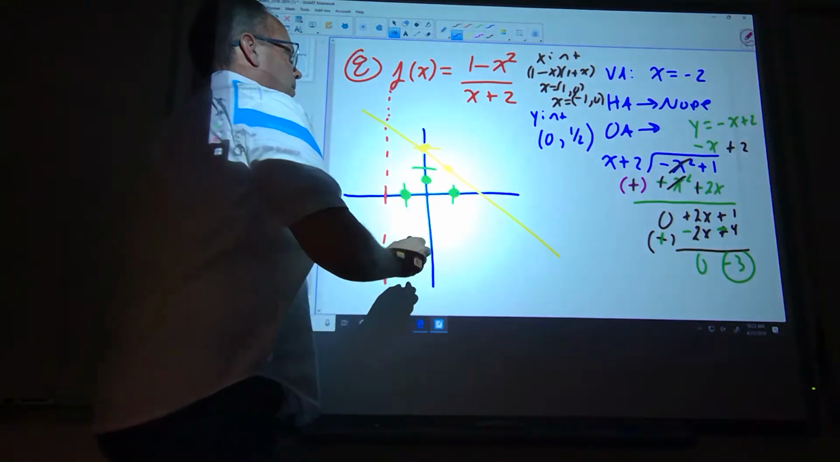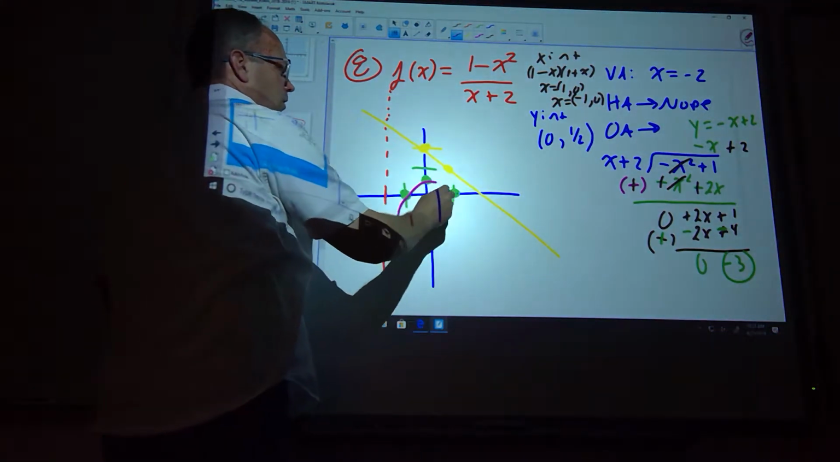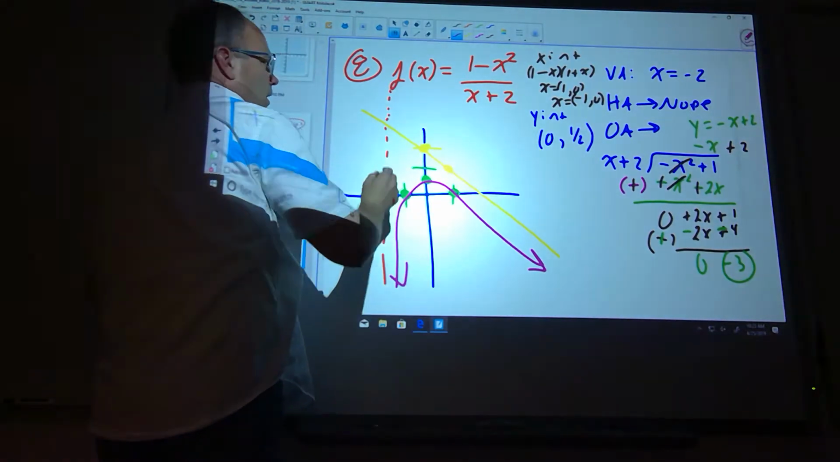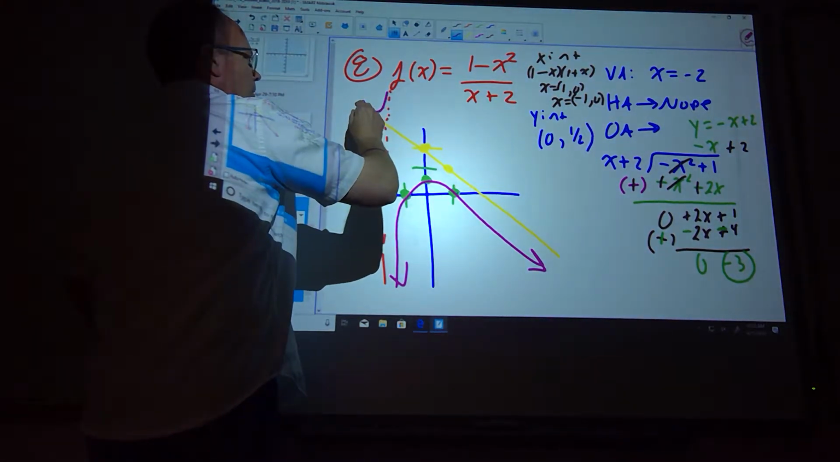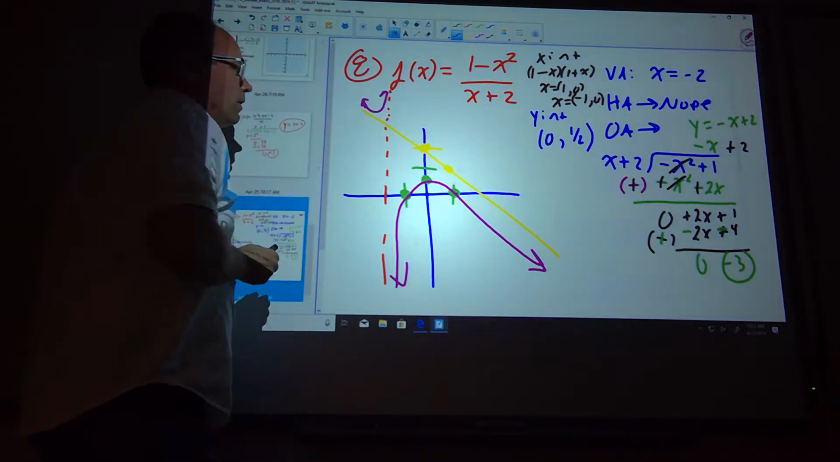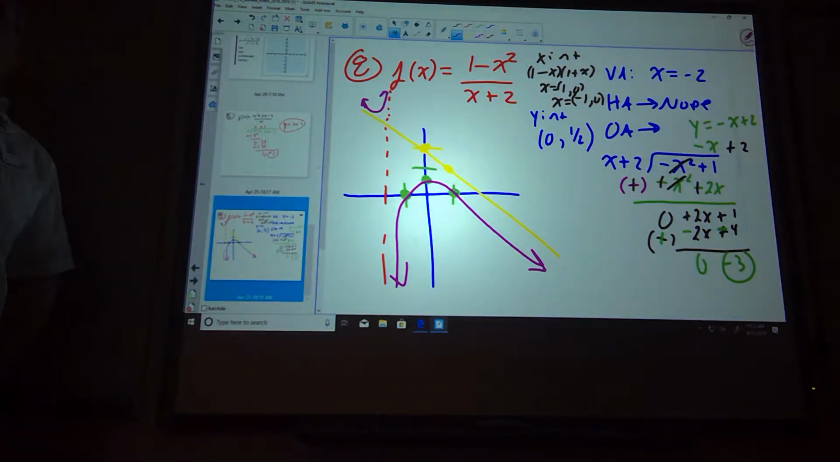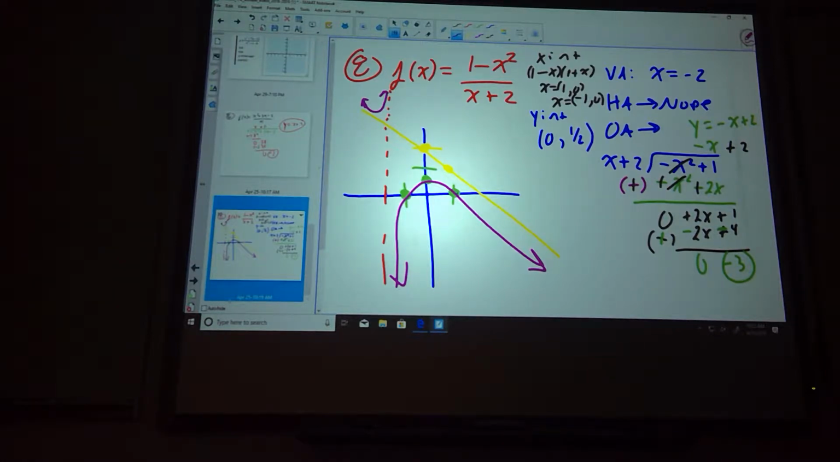All right, so here's my graph. This comes up and does this. And then over here, this would take place up here like that somehow. That's what we're looking at. Done. What else did you see? What else?